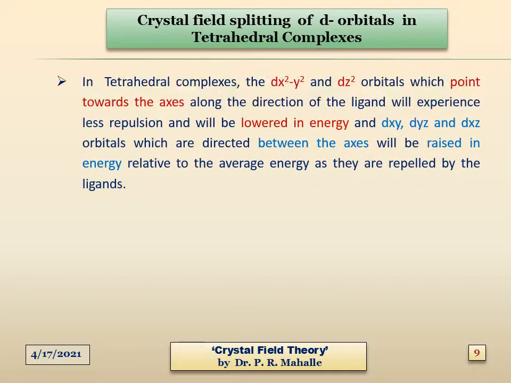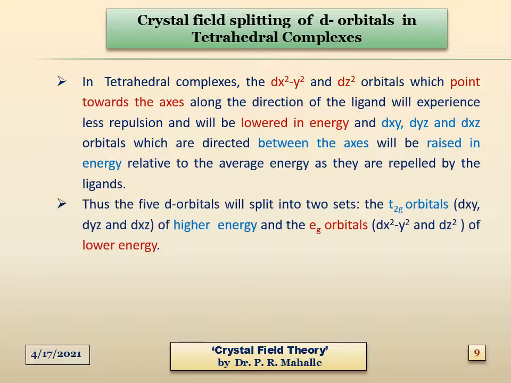Now we will see the crystal field splitting of d orbitals in tetrahedral complexes. The dx square minus y square and dz square orbitals, which point along the axes, will experience less repulsion, and therefore they will be lowered in energy, while the dxy, dyz and dzx orbitals, which are directed between the axes, will be raised to higher energy relative to the average energy. They are repelled by the ligands, and therefore the 5 d orbitals will again split up into two sets, t2g orbitals of higher energy and eg orbitals of lower energy.